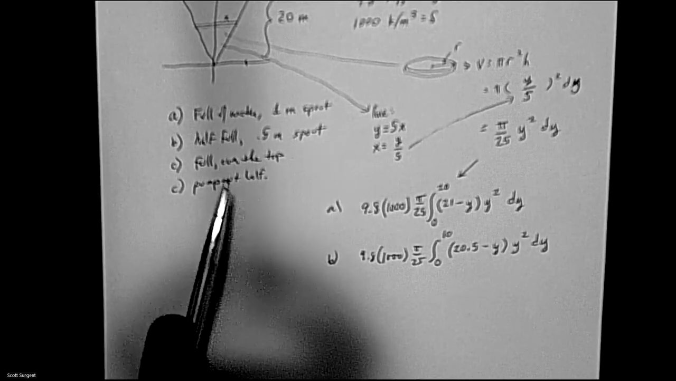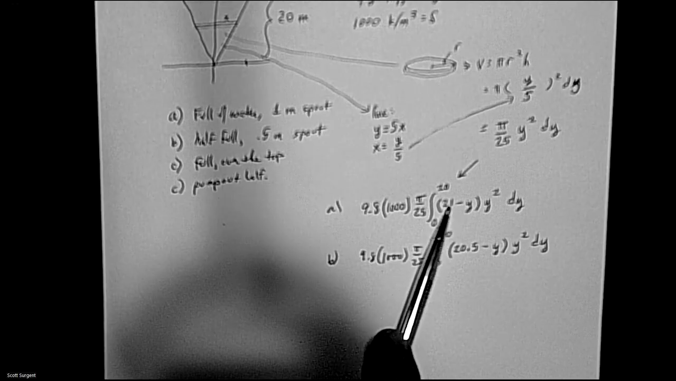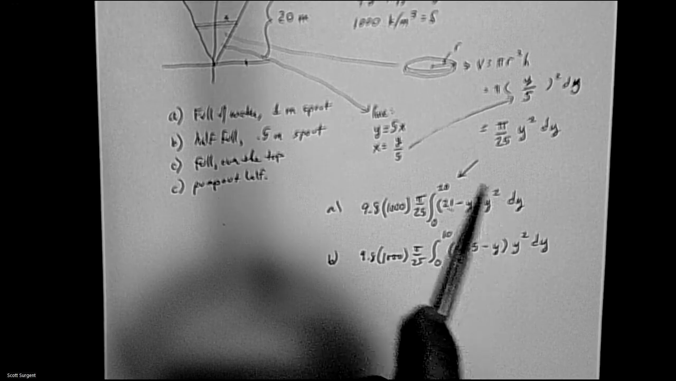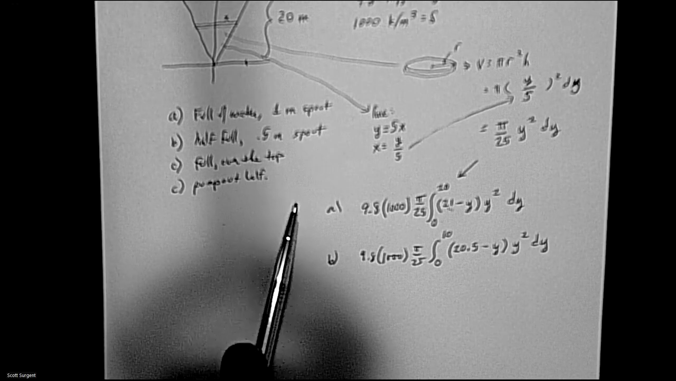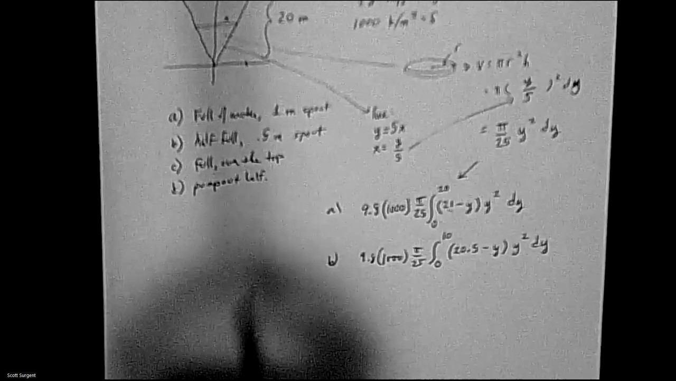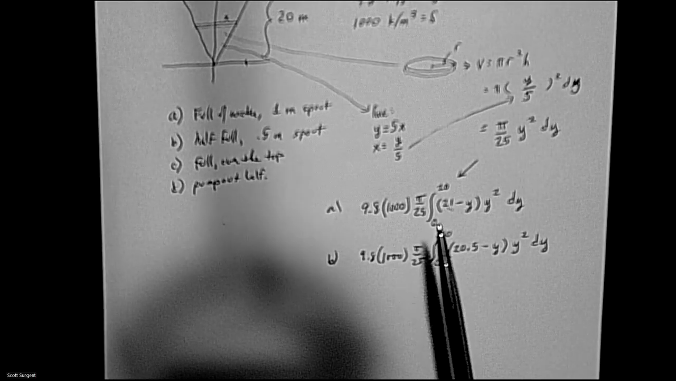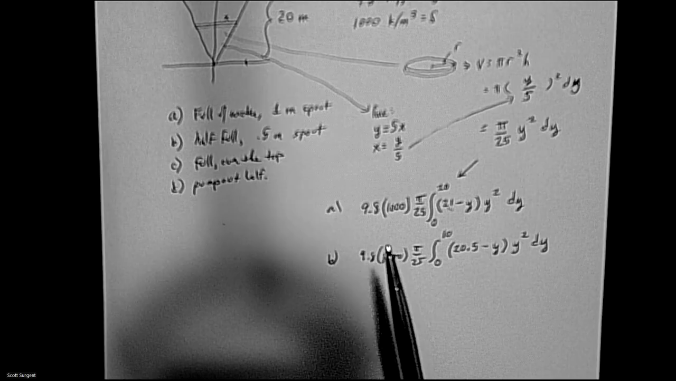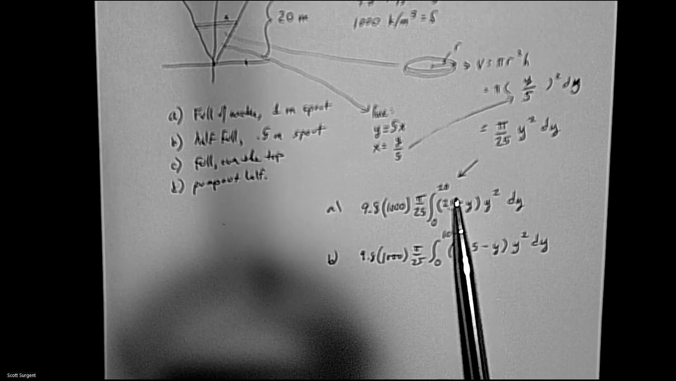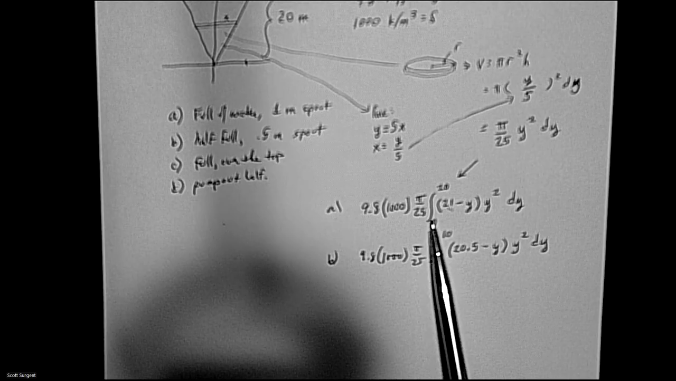And then for part C, it starts off full. Actually, right here, you just make that a 20. Everything else would stay the same. And then for part D, we're only going to pump out half. And so I guess we're just going out over the top. I would keep this as a 20 and I would go from 10 to 20, because I'm pumping out the bigger half, if you will.